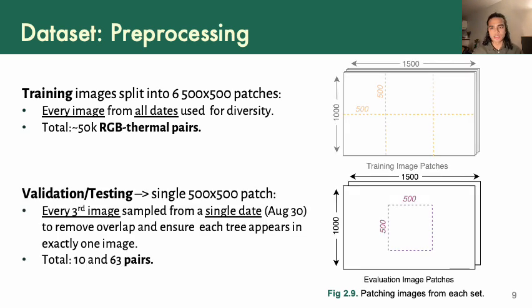While for the evaluation sets, on the other hand, only the central patch of every third evaluation image was sampled for fair evaluation by ensuring that each tree appears in exactly one image in that set. Therefore, we have the seemingly disparate 50K pairs for training and 63 plus 10 for evaluation, but recall that the area was still split in a standard 70-25-5 ratio.